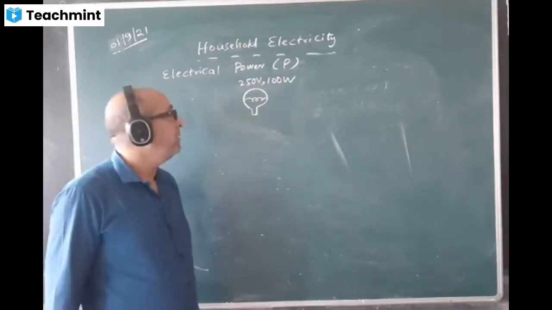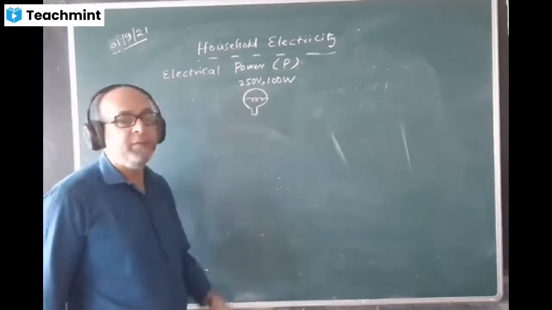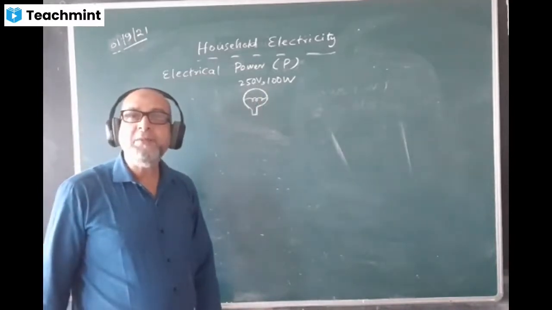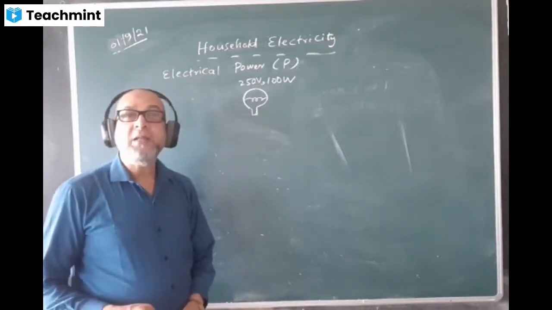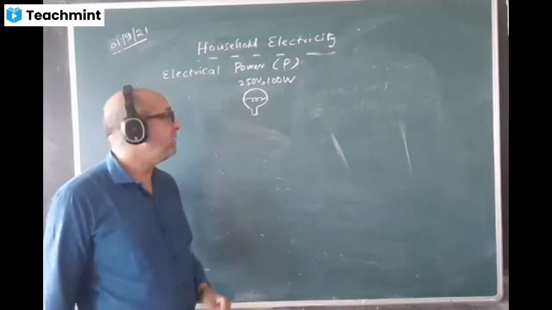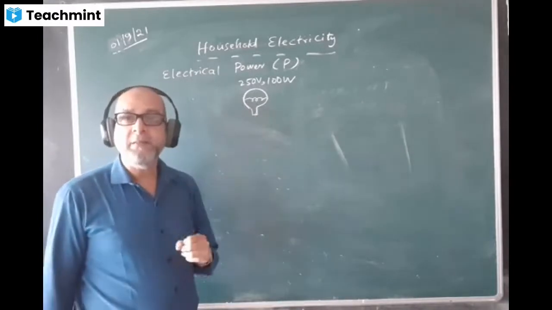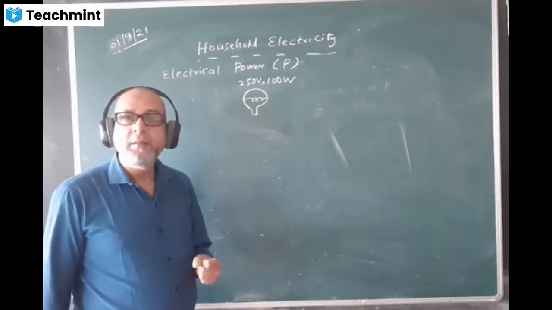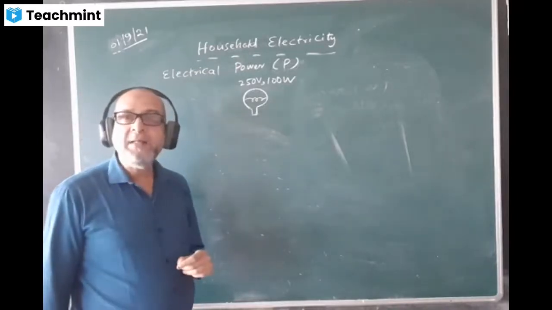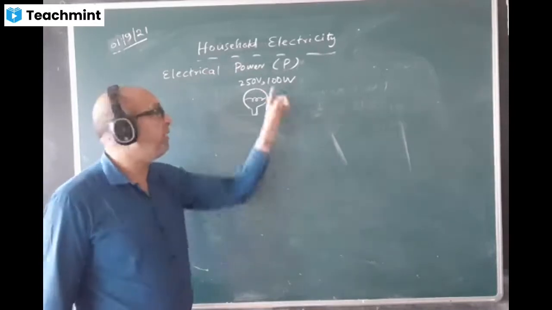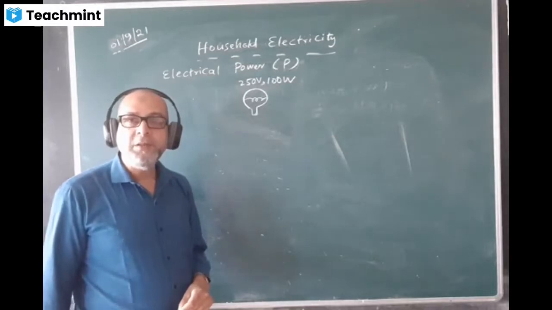But the question is, a bulb is marked 250 volt, 100 watt. What is the meaning of this statement? If the question is like this, then what is the answer? First, let me dictate. This statement means the bulb can withstand a maximum voltage of 250 volt, and at this voltage, it will consume a power of 100 watt. This is the meaning.